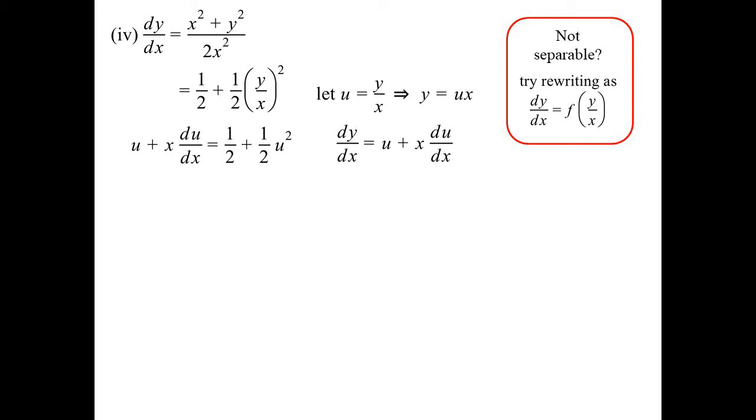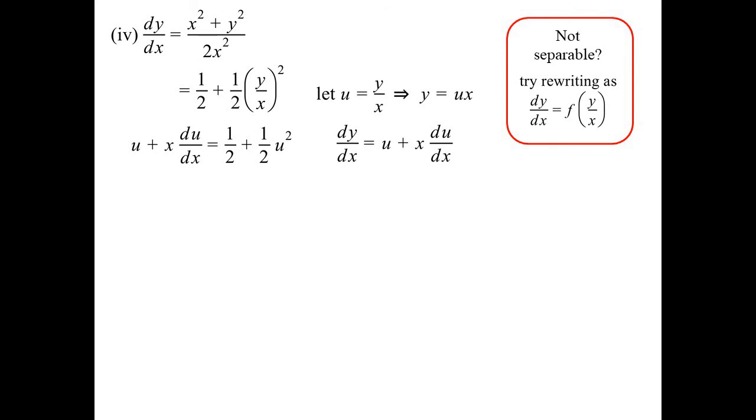All right, but what will dy dx become? Because remember, y is now equal to u times x, so I've got to use the product rule. Write down the first, u. Diff the second, x, well, that's 1. Plus, write down the second, x. Diff the first, du dx. So my equation now becomes u plus x du dx equals a half plus a half u squared.